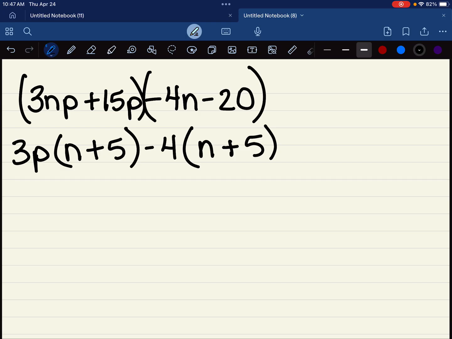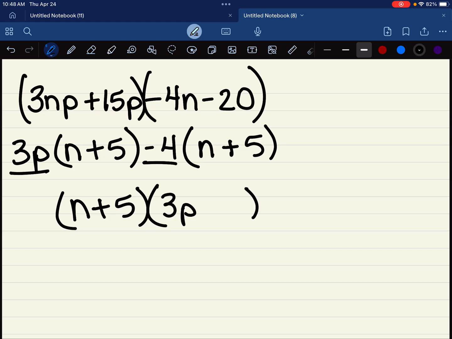What's my last step? Bring out what term? Bring N plus 5 down. So I factor out N plus 5, and I'm left with your next set, 3P minus 4, whatever was in front of those.